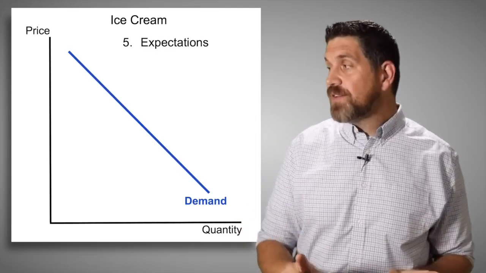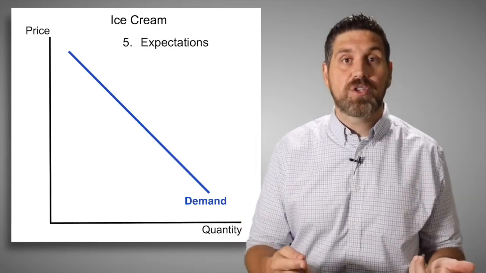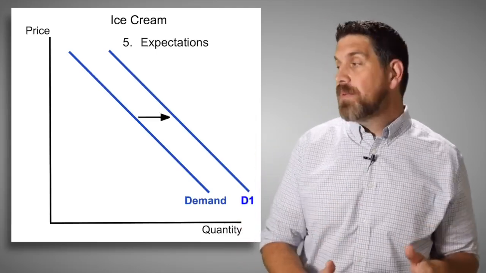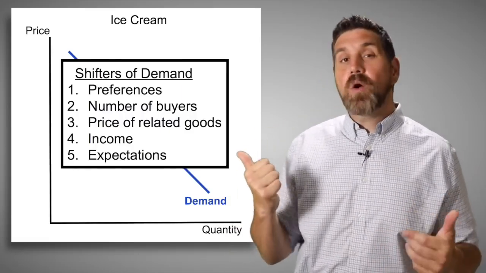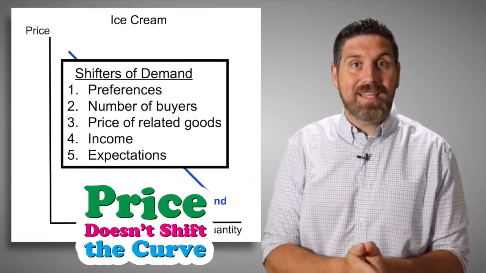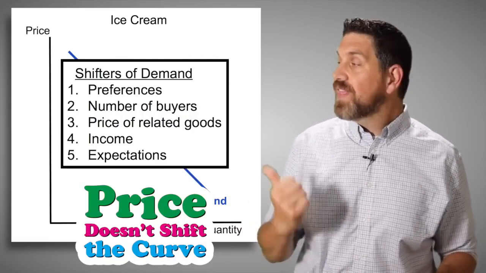The fifth and final shifter of demand is a change in expectations. So if you expect prices to go up in the future, maybe the demand will increase now. So there we go, that's the 5 shifters of demand, and notice the price of ice cream is not on that list. Price moves along the curve, these shift the curve. Okay, we got that, let's keep going.